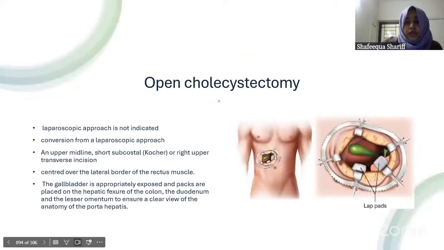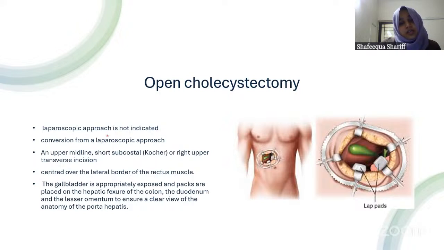In open cholecystectomy, you operate only when patients have some contraindication to laparoscopy, or the approach is not indicated, or you have to convert from a laparoscopic approach because of any inadvertent injury.